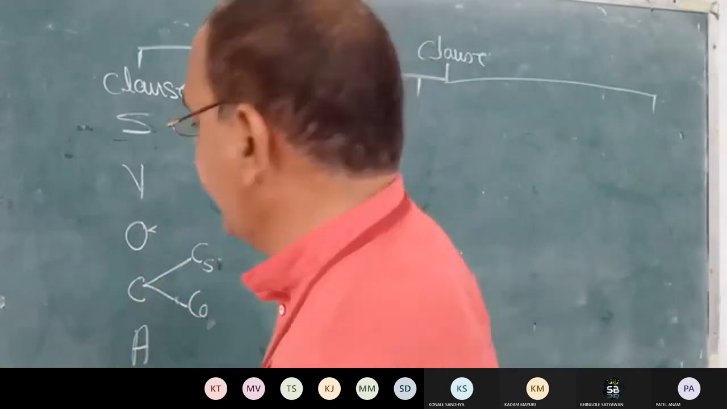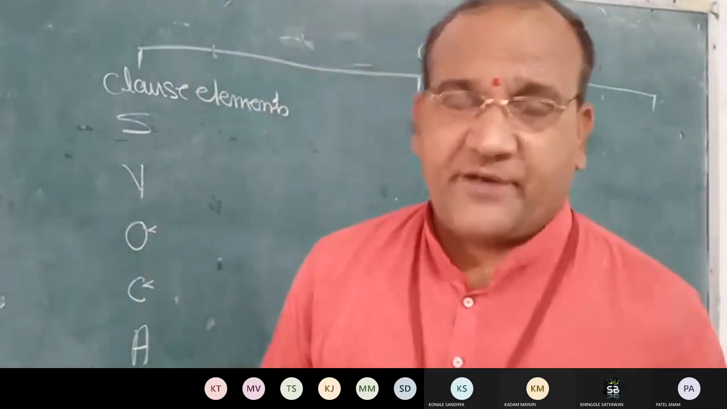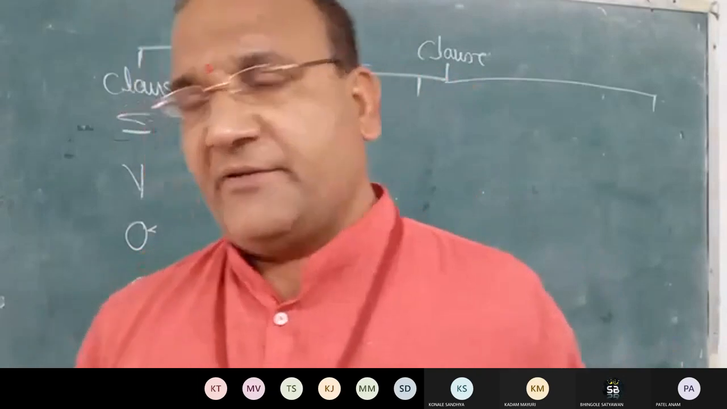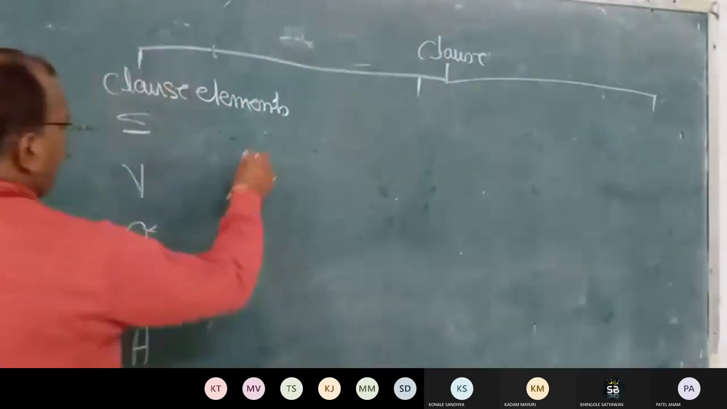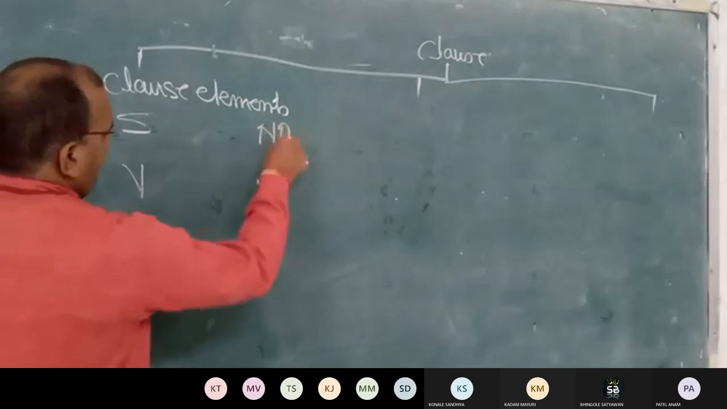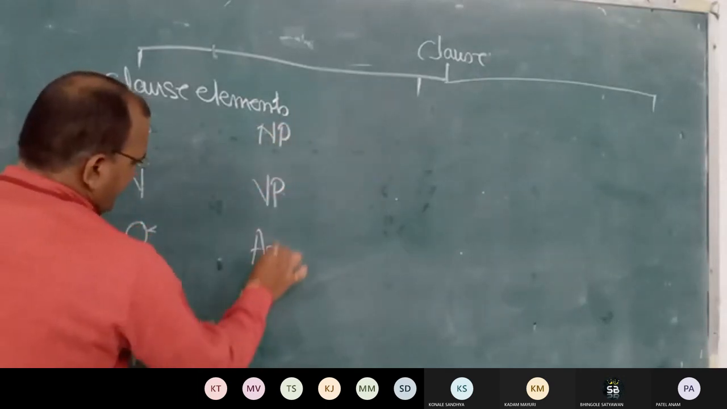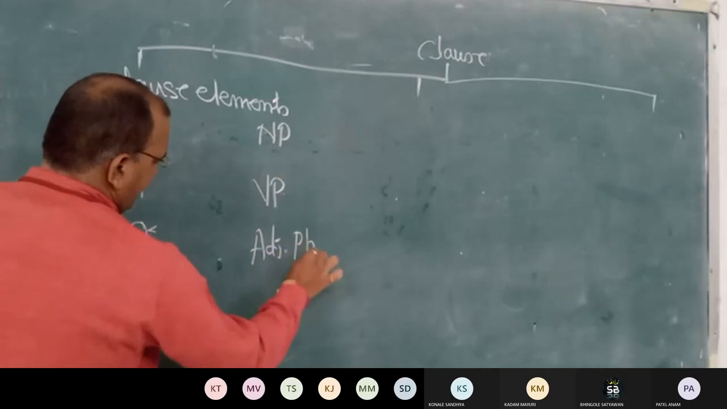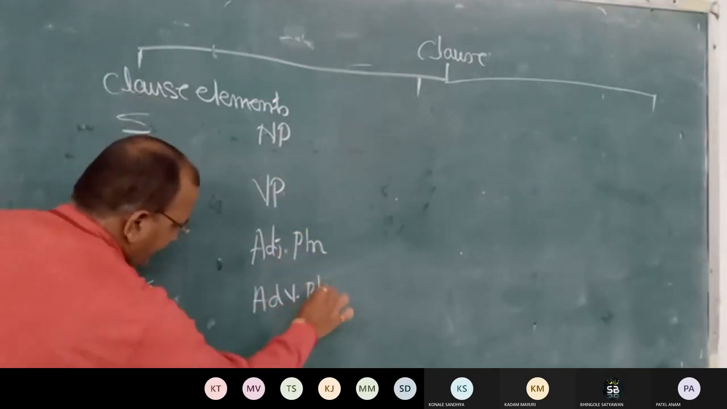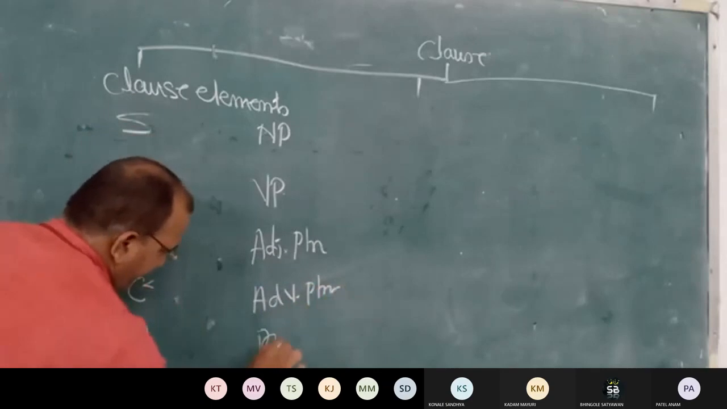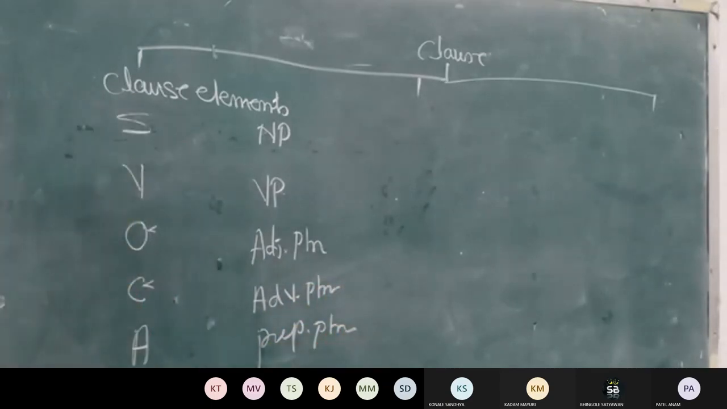All right. Now, we had 5 clause elements. Similar way, we had 5 phrases: NP, VP, adjective phrase, adverb phrase, and prepositional phrase. Right?